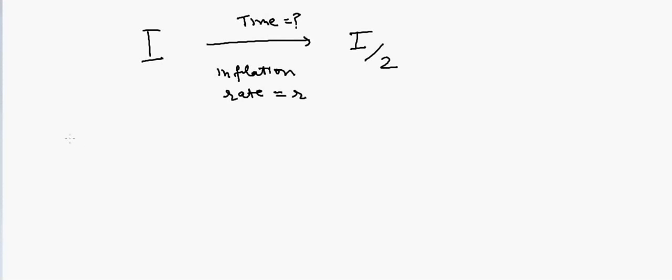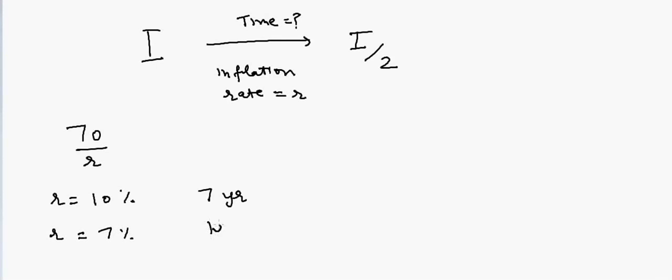So the simple trick to approximate the time is to take the number 70 and divide it by R. So for example, if you have an inflation rate of 10%, then it will take 7 years for your money to become half of its value. And if the inflation rate is 7%, then it will take 10 years for your money to have half of its value. So how was this trick generated?